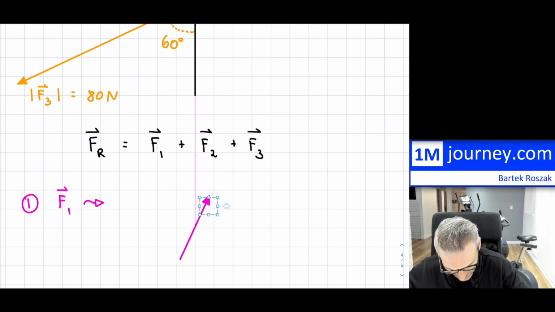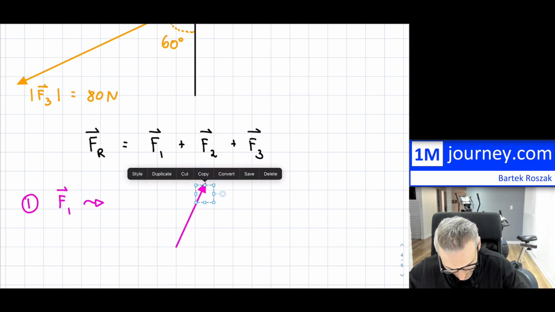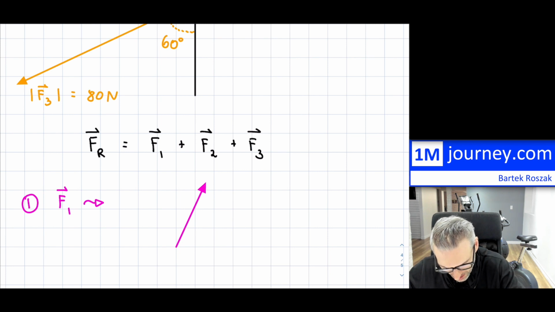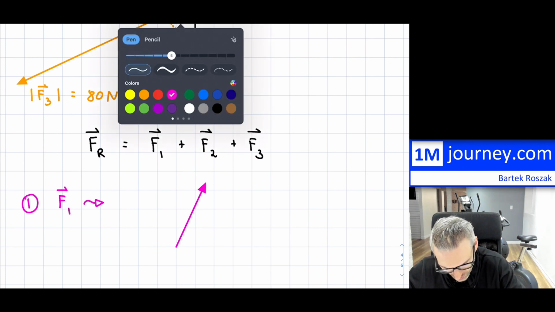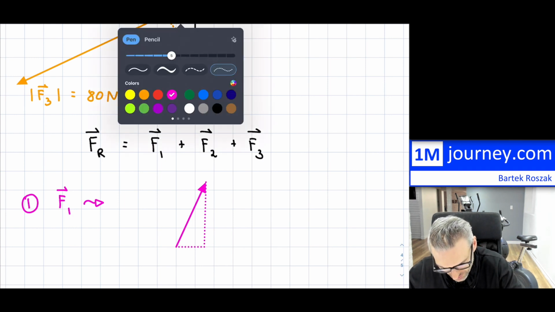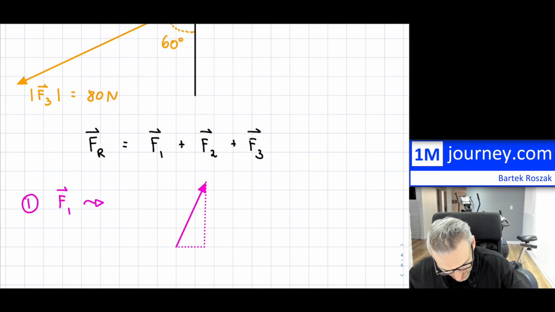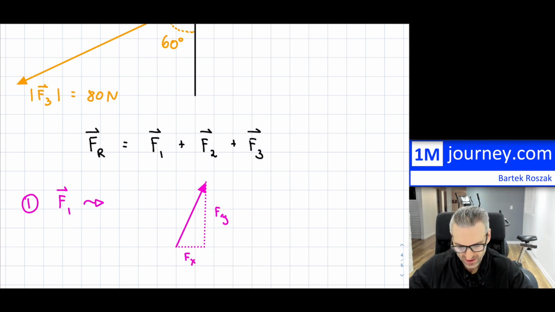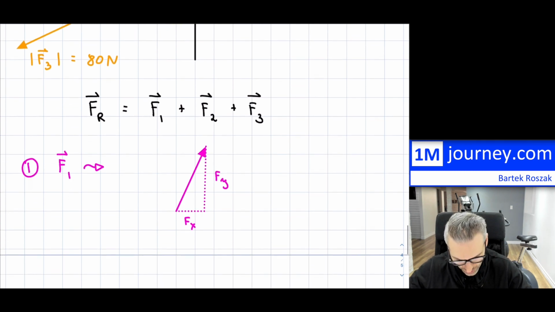So here it is, here's my actual force, and now I'm going to break it down into its x and y components. This is going to be the y, this is going to be the x. That's what I'm going to try to do here. So that's the force in the y direction, which is going to be up, and that's the force in the x direction, which is going to be to the right, because that is how this vector is working.